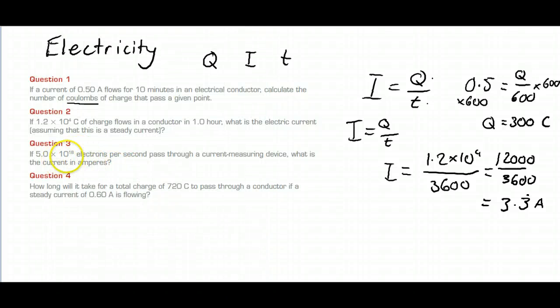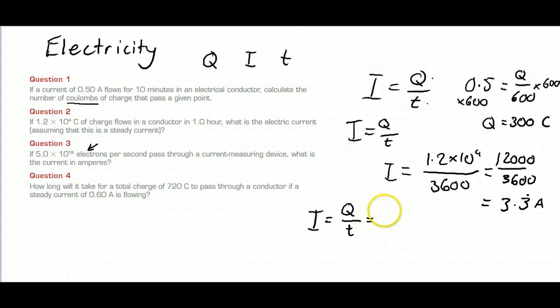So in question 3, we're given a number of electrons this time. Okay, so that's a little bit different. We haven't been given anything in coulombs, we've been given something in electrons, and this number of electrons goes past a certain point every second. What is the current in amperes? Well, current, I, equals the amount of charge going past a point per unit of time. Okay, so we've actually been told there's this amount of charge, a number of electrons you can say that represents an amount of charge every second.